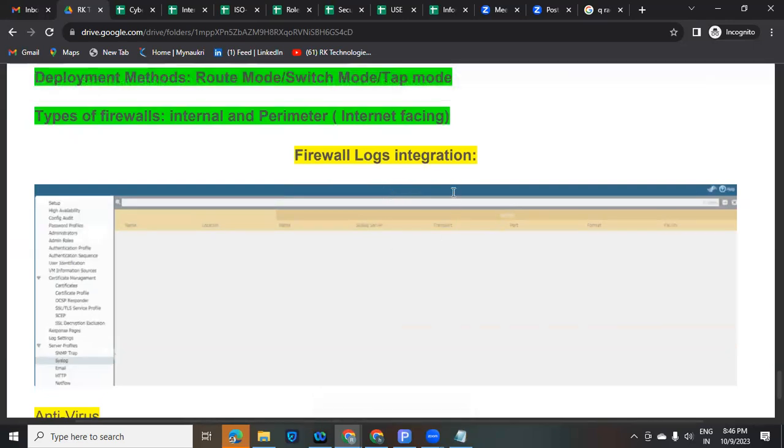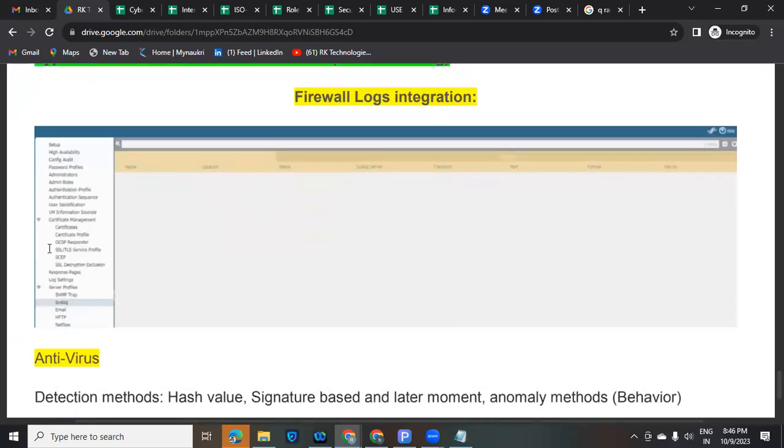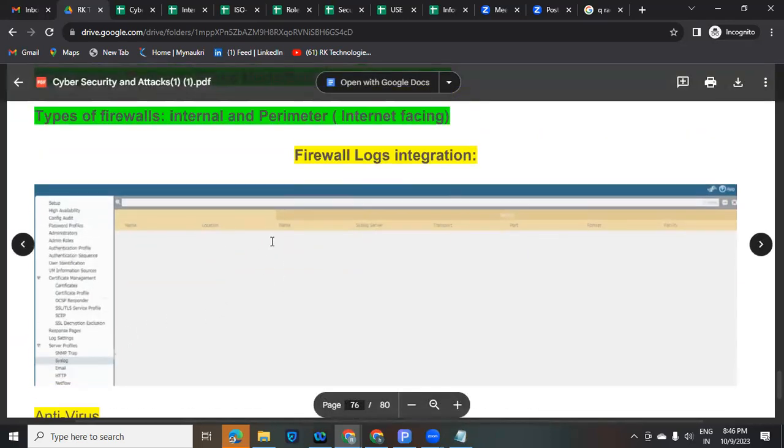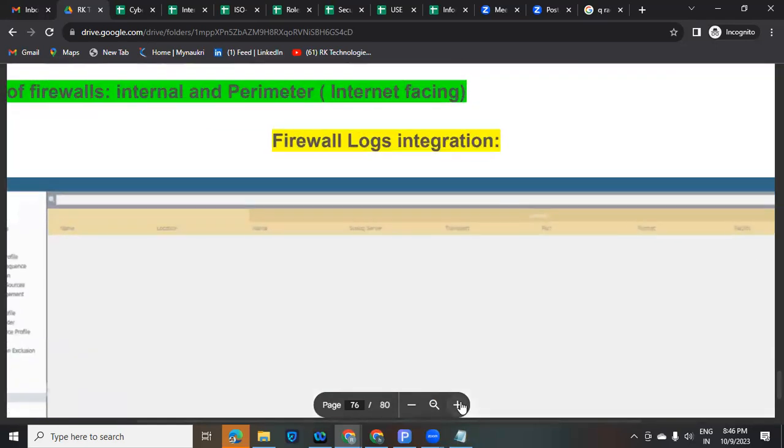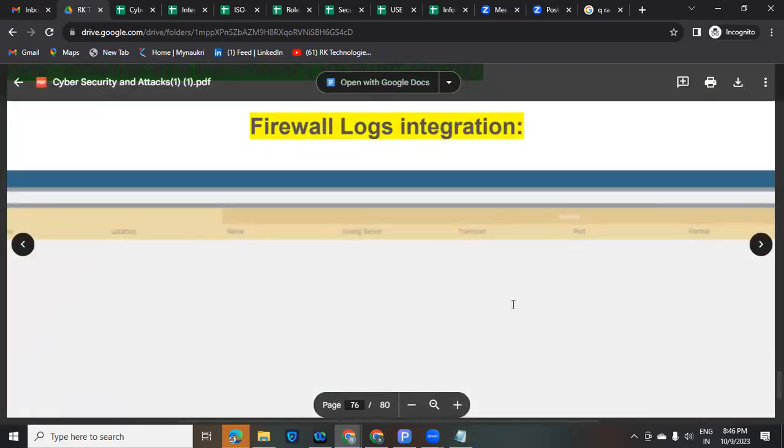So, the syslog server method. Log into the firewall, go to the Devices tab or Settings tab, click on the syslog server option, and create an entry with the SIEM tool IP and SIEM tool host name. You can see here, all these things are available.